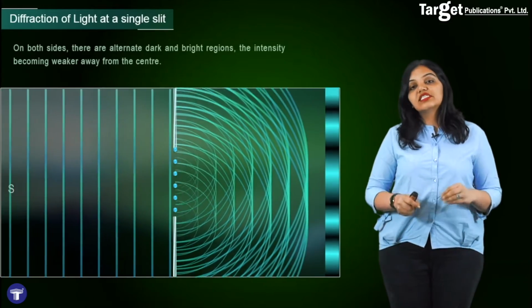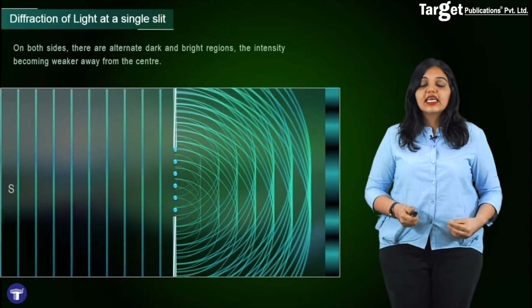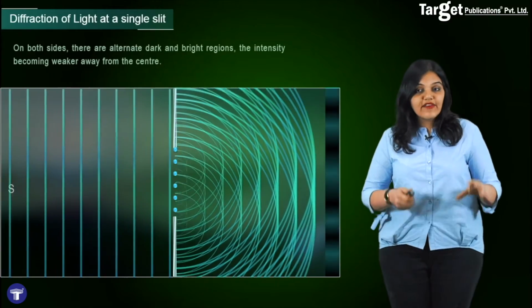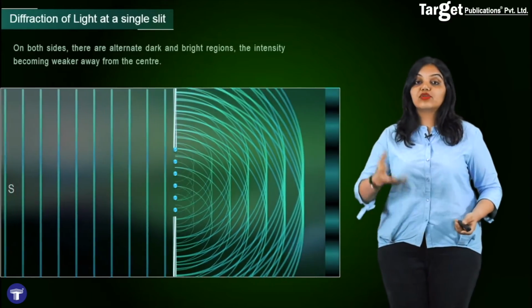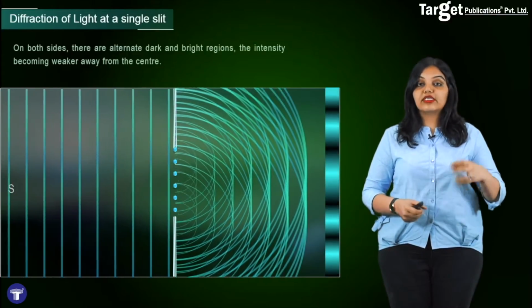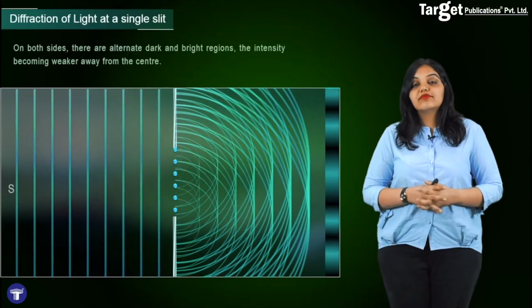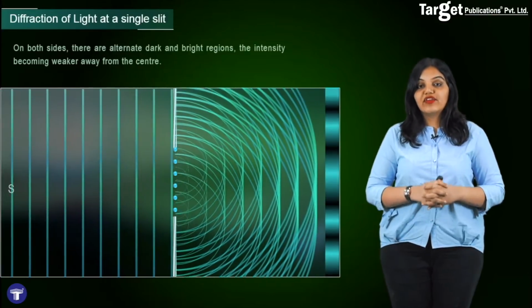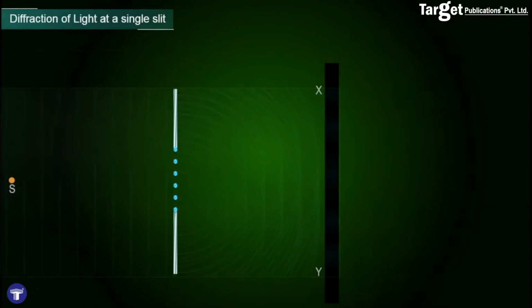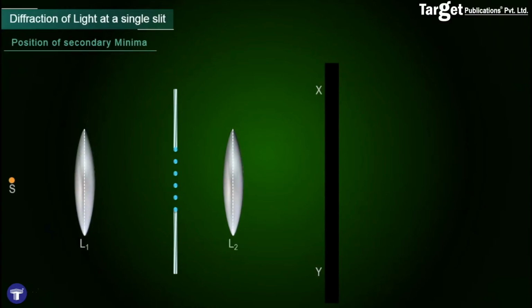So now that we have seen what a diffraction pattern looks like, let's try to understand how will I find out whether a point on the screen is going to be a point of darkness or a point of brightness. So basically I'm trying to find out a quantitative analysis of the diffraction of light at a single slit. To do this, we continue with our setup, but now as you can see, I have placed two lenses which I have added to the original setup.